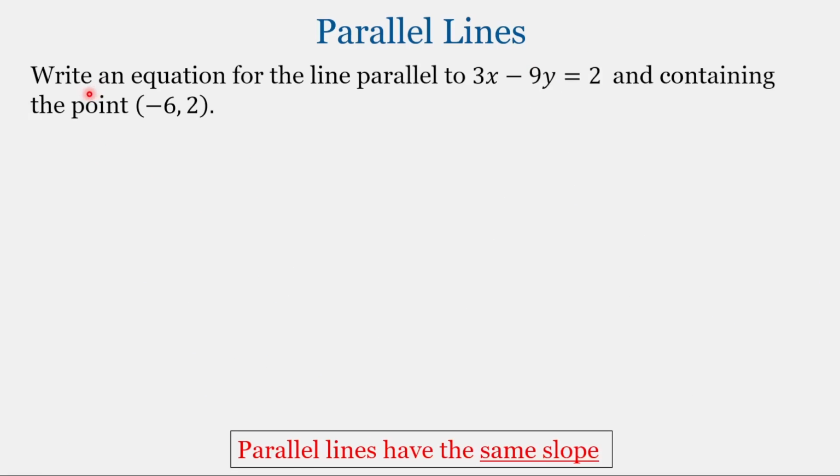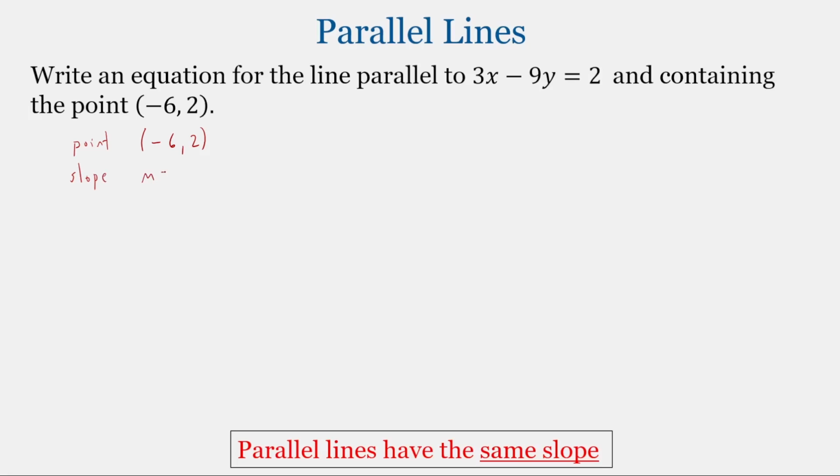Let's try another one. Here we're asked to write an equation for the line parallel to the line 3x - 9y = 2 and containing the point (-6, 2). So to write an equation of a line, we need a point, and we do have a point. We have the point (-6, 2). We also need to know the slope of the line.